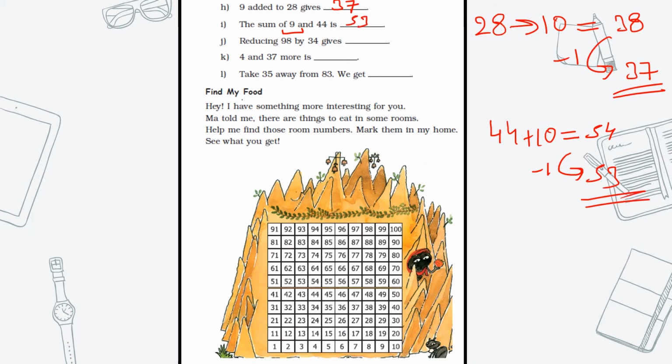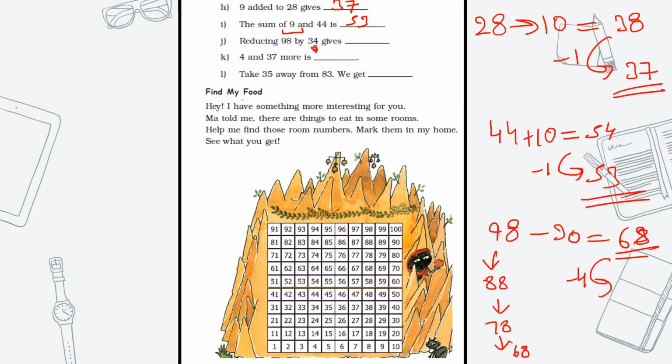Okay. Reducing 98 by 34. We will reduce 98 by 30 first. So we have 88, 78, 68. Right. So we have 68. Now we're gonna subtract 4 more, right? So subtract 4 from 68, we have 64 as our final answer, right?